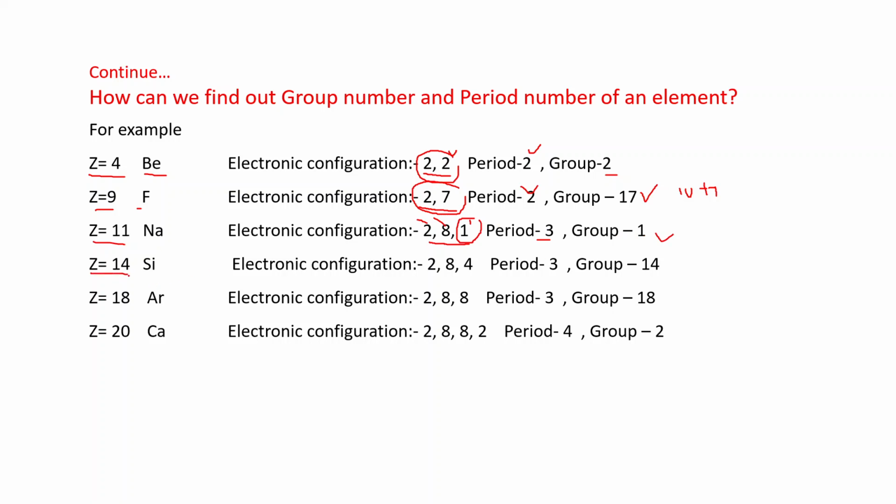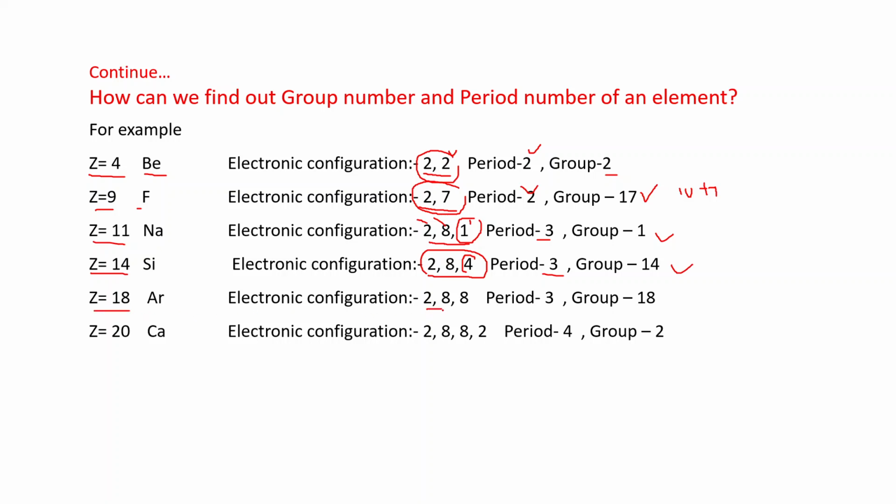Z is equal to 14. Electronic configuration is 2, 8, 4. Again 3 shells are filled. That's why period is 3. And the group, add 10 to this 4. 10 plus 4 will get 14. Z is equal to 18.